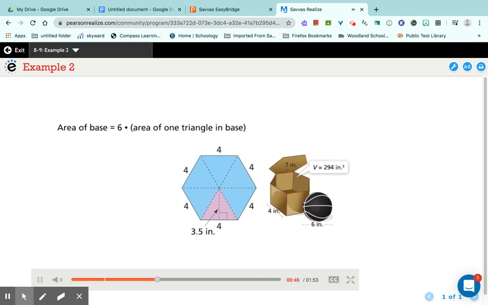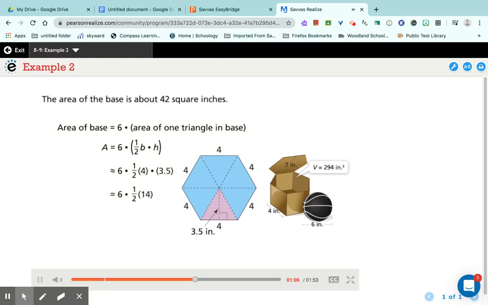So the area of the base equals 6 times the area of one triangle in the base. The formula for the area of a triangle is 1/2 times the base, b, times the height, h. Substitute the values 4 for b and 3.5 for h, and the equation simplifies to show that the area of the base is about 42 square inches.